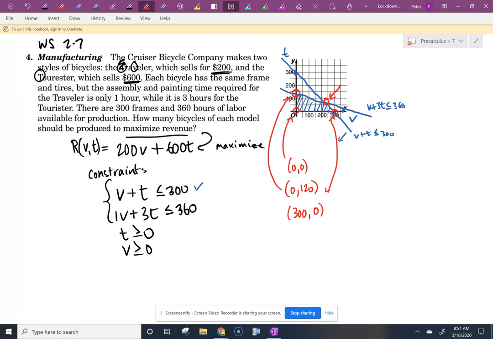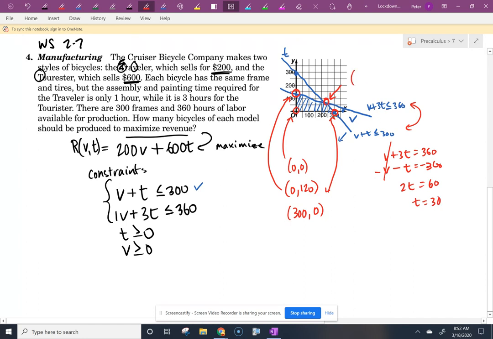So I would use a different way to solve. I would use a system of equations. I need to find where these two lines intersect, right? So why not take V plus 3T equals 360 at this point? And I'm going to change the sign on this one: negative V minus T equals negative 300. And this cancels, and I get 2T equals 60, so T equals 30. So I can tell you that that point is when T equals 30. So that means that my guess was way off, but that also means if their total was 300, then V would have to be 270. So that would be our last point.